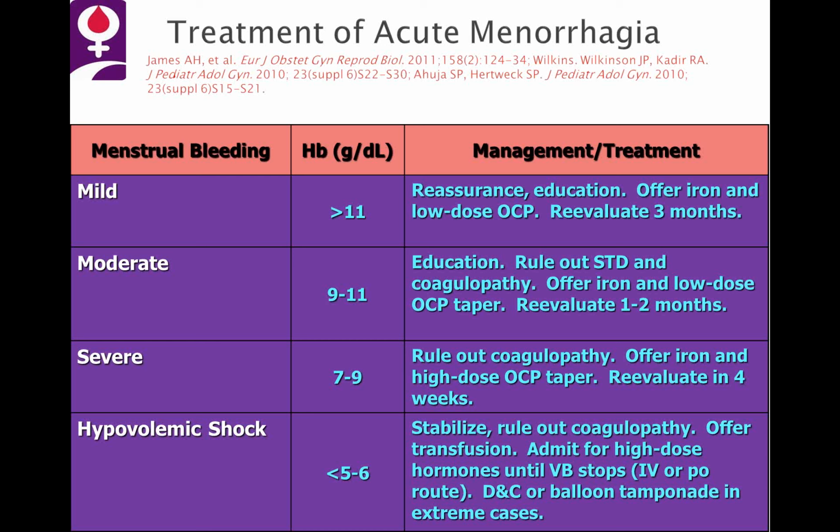And then finally, in the case of severe anemia and hypovolemic shock, these patients are going to certainly be admitted for high-dose hormones, possibly in IV form, if they cannot tolerate the oral route. And then finally, only intervene mechanically in extreme cases that are non-responsive to hormonal management.